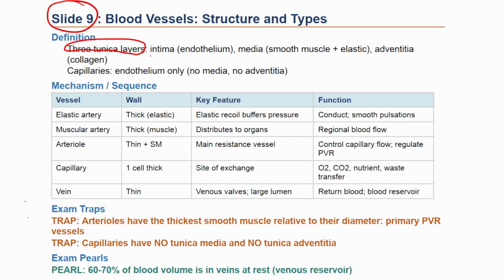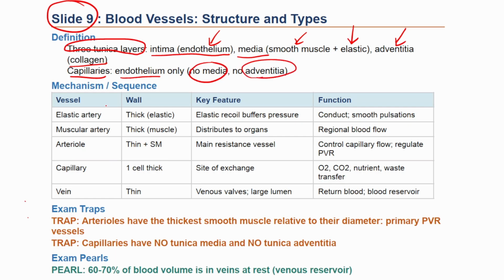The innermost tunica intima, made of endothelium, the middle tunica media, composed of smooth muscle and elastic fibers, and the outermost tunica adventitia or externa consisting of collagen. And capillaries stand as a structural exception, composed entirely of an endothelial layer with no tunica media and no adventitia present.